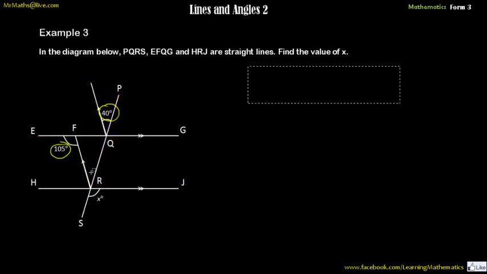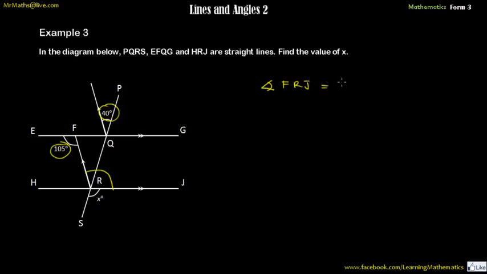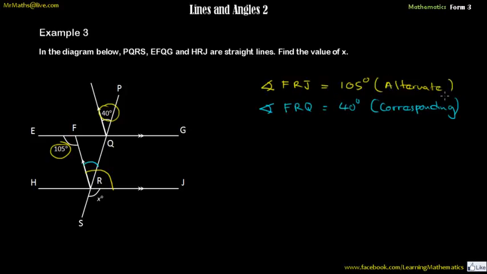First of all, let's take a look at the angle FRJ. Angle FRJ and 105 are alternate angles, and as such, FRJ is 105. Then let's take a look at this angle over here, which is angle FRQ. What is the value of FRQ? FRQ is 40 degrees because they are corresponding angles. Let me just write a note here. This is the alternate angle, and FRQ and 40 degrees are corresponding angles. What about the angle FRH? FRH is equal to 180 degrees minus 105 degrees. Why is that? Because FRH and 105 are interior angles. So FRH is equal to 75 degrees.